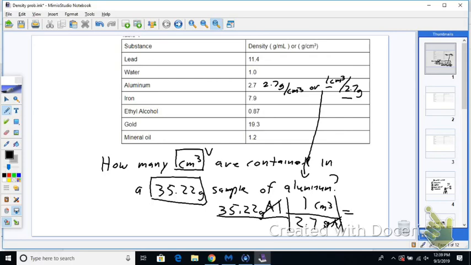So, it'd be 35.22 divided by 2.7. So that would be 13, okay, 0.04. That would be your answer. Does that make sense? Is there any questions you have on this? So all of these, when you set them up, they could be 11.4 grams per 1 centimeter cubed, or they could be 1 centimeter cubed per 11.4, depending upon how you need to set them up.